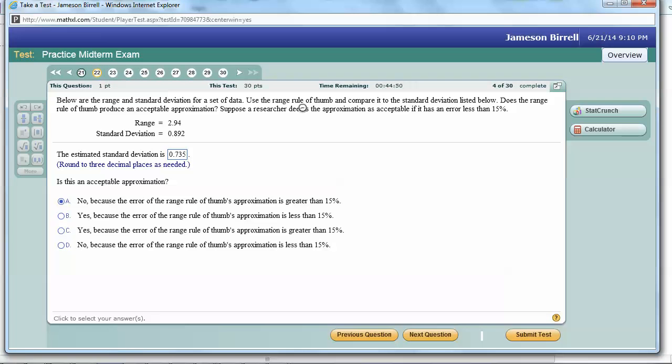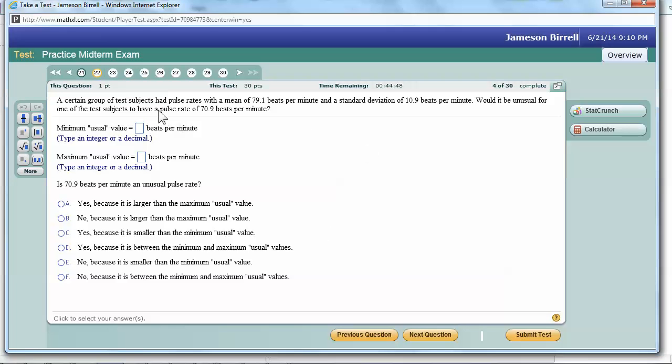Number 22. A certain group of test subjects had pulse rates with a mean of 79.1 beats per minute and a standard deviation of 10.9 beats per minute. Would it be unusual for one of the test subjects to have a pulse rate of 70.9? In other words, they're wondering if this falls in the usual range.